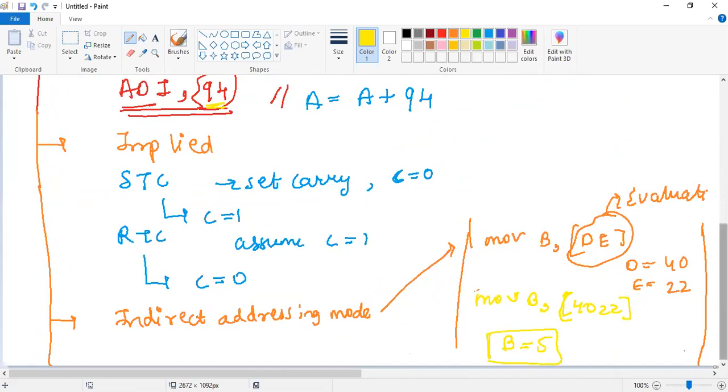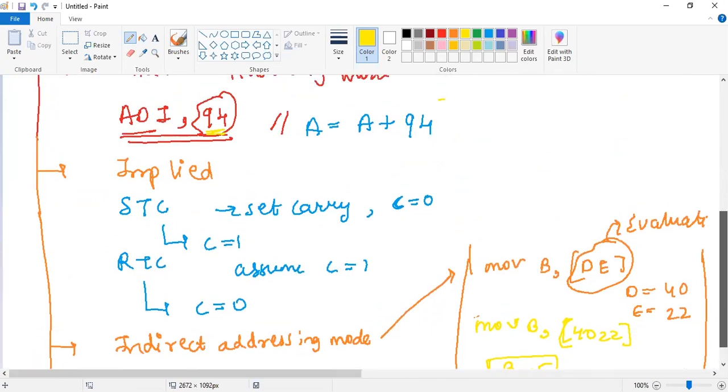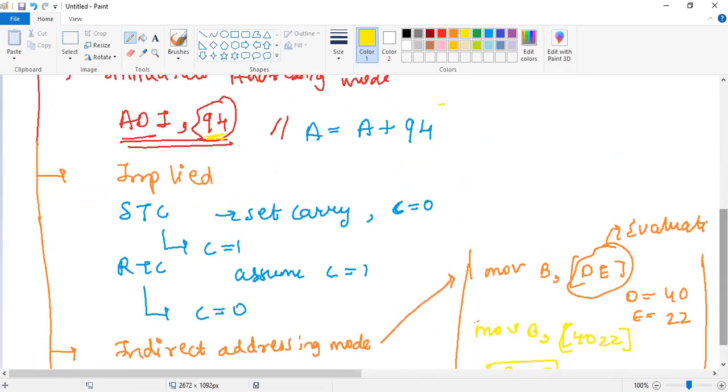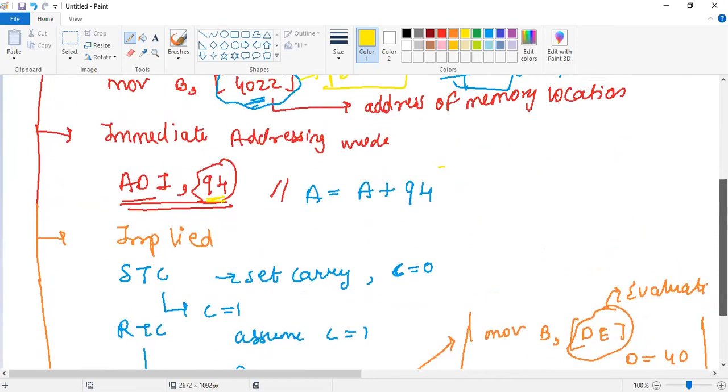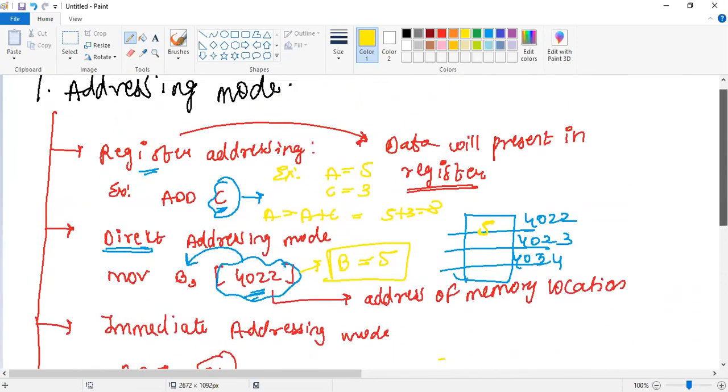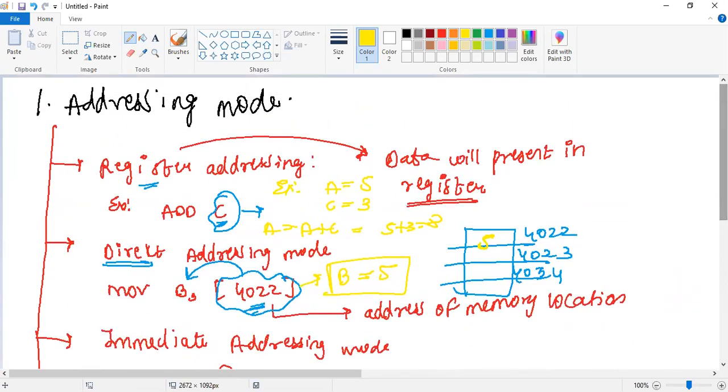So indirect means we are not directly giving the address; we are giving the address indirectly. I hope all these five addressing modes are clear to you. If anyone still has doubts, they can ask me about these five addressing modes. Or else you can just take a screenshot for your reference.